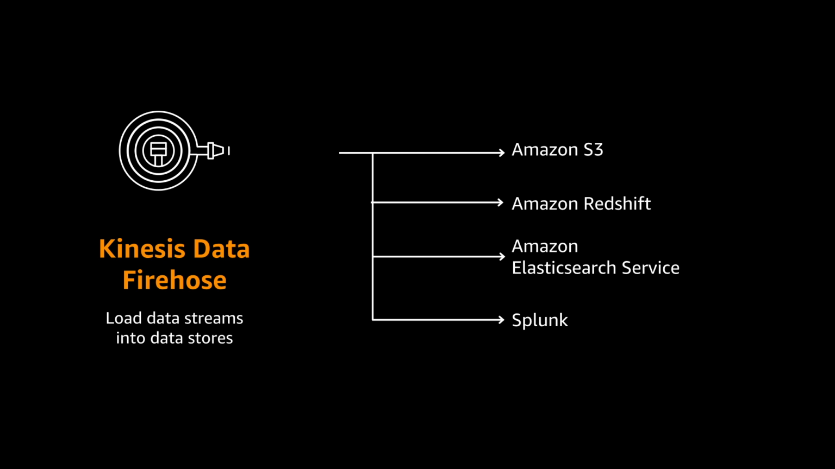The cool thing about Kinesis Firehose is that it's a fully managed service that automatically scales to match the throughput of your data and requires no ongoing administration. It can also batch, compress, transform, and encrypt the data before loading it, minimizing the amount of storage used at the destination and increasing the security.